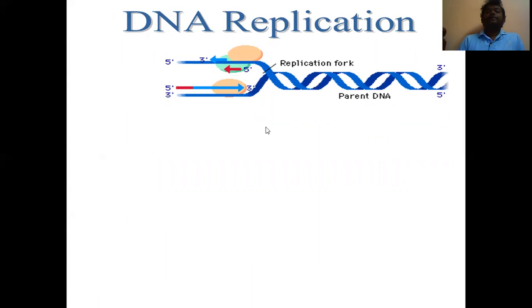And this is a lagging strand in which the nucleotide bases are being attached away from the replication fork, and each fragment that has been added in this direction is called an Okazaki fragment.